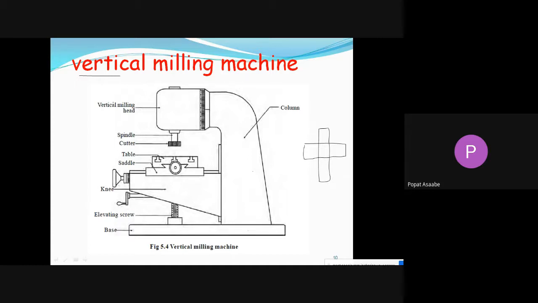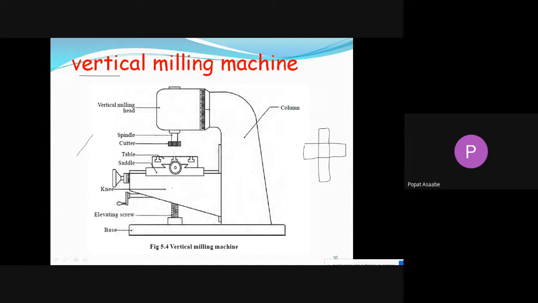The one additional element present in the vertical milling machine is the vertical milling head. See, this is the vertical milling head, and here a scale is provided. We can rotate the vertical milling head to an angle for helical cutting. Suppose we want to do the milling in an angular manner; for this purpose the vertical milling head comes into the picture. Here is the spindle, and at the end of the spindle the cutter is mounted.